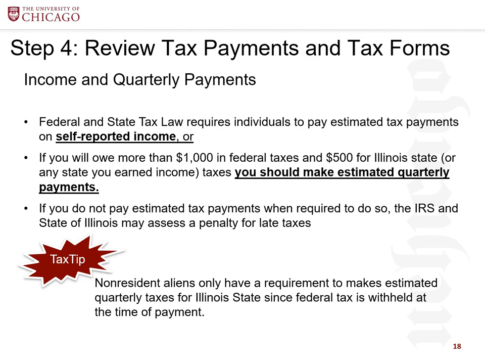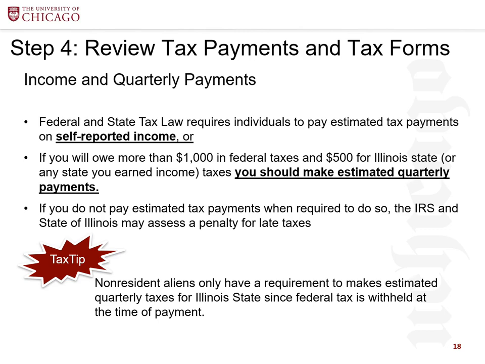So we'll talk about income and quarterly estimated tax payments. Federal and state tax law requires individuals to pay estimated tax payments on self-reported income, so like we just talked about, scholarship and stipend income received by residents. Or if you will owe more than $1,000 in federal taxes or $500 for Illinois state taxes, you should make estimated quarterly payments. If you don't make estimated tax payments or are required to do so, technically the IRS and the state of Illinois may assess a penalty for late taxes. We'll talk about that in a second.